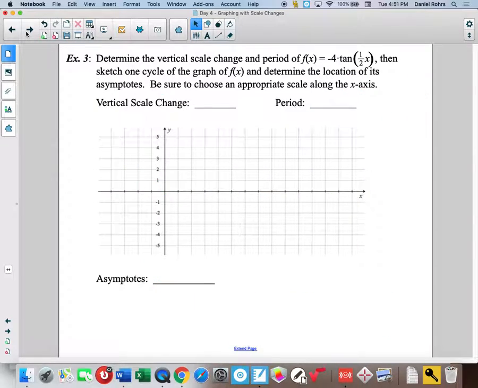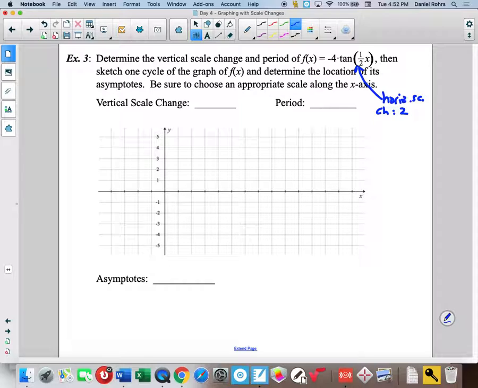And then the last one is this tangent graph. So again, tangent graph. This is my horizontal scale change, but my horizontal scale change is actually 2 here. So it's the reciprocal value. And I have a vertical scale change of -4. So the question is, what does that do?